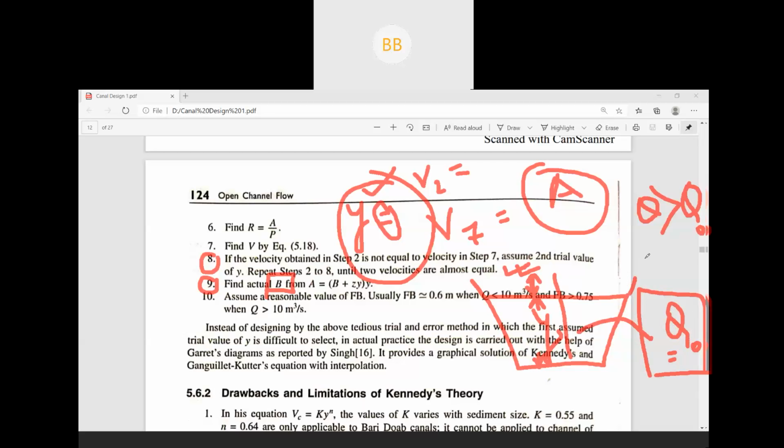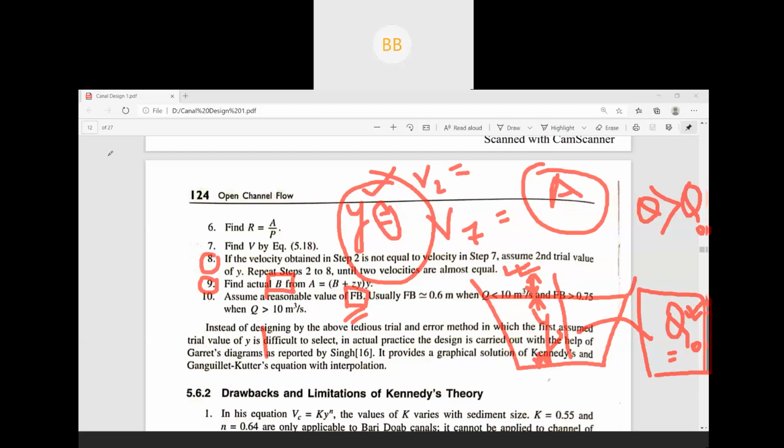So this extra portion is called freeboard, or in short you can say FB. How much freeboard you are going to provide depends on this particular discharge.